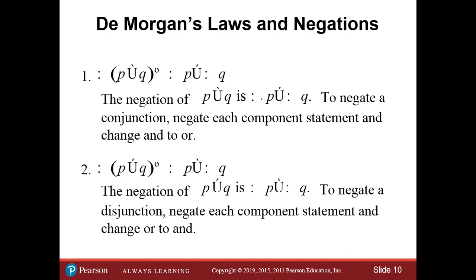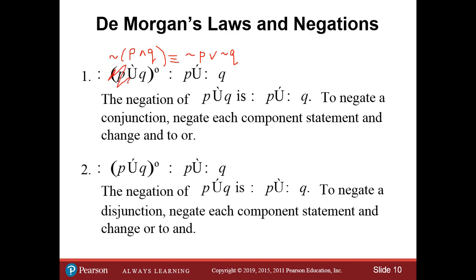So now DeMorgan's laws and negations. Again, we have the general law: the negation of P and Q is equivalent to not P or not Q.